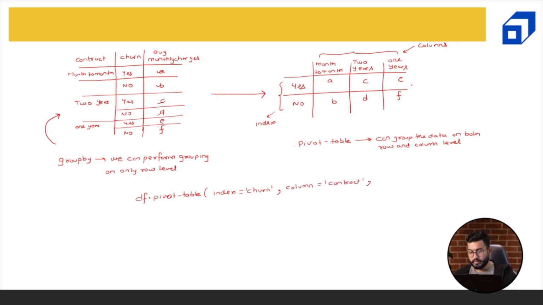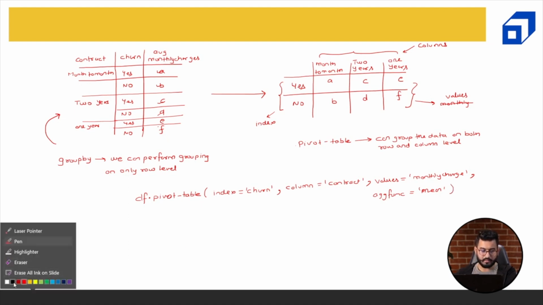Then, using which column have you filled this table? I have taken the average of monthly charges. So monthly charges is the column, or this is known as the values. So values is monthly charges. And finally we have the attribute which is the aggregation function, aggfunc, which is nothing but my mean, and we close the bracket.